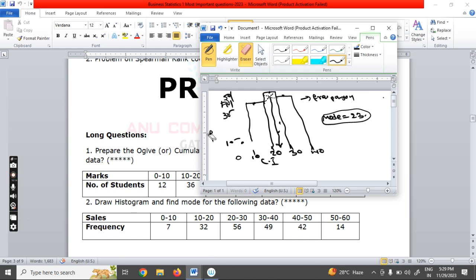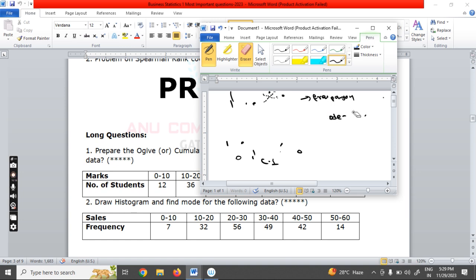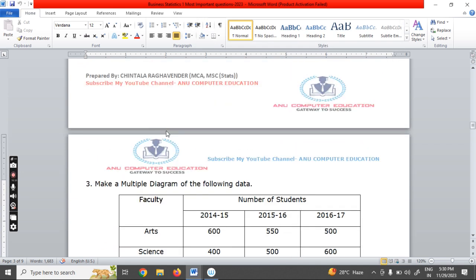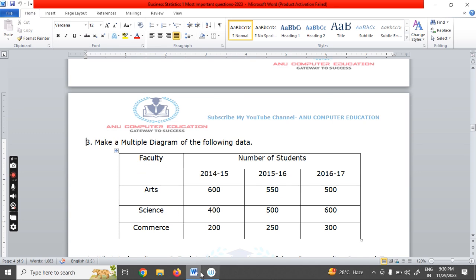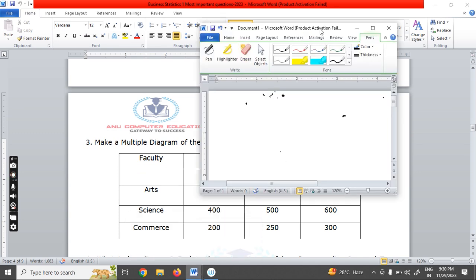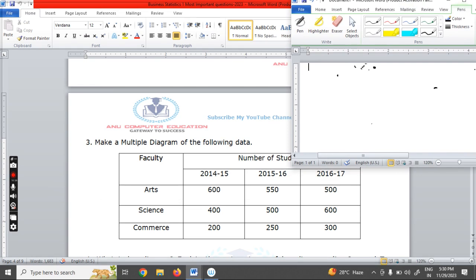Okay, so I think histogram is also clear to you, and the OG curve is also clear. I'm just giving a brief explanation of each and every problem, and you do clearly what I'm explaining. The same thing you do on rough paper, so that you can get clarity. So next I'm going to the next question, multiple bar diagram. I will explain how to draw the multiple bar diagram.